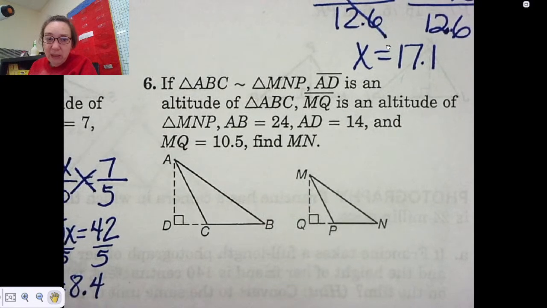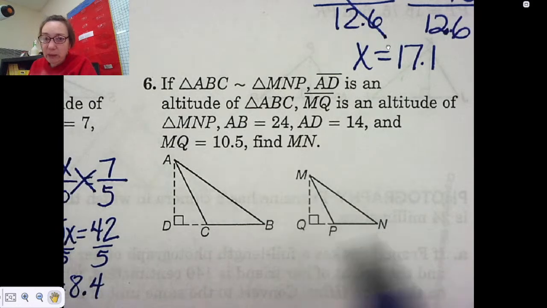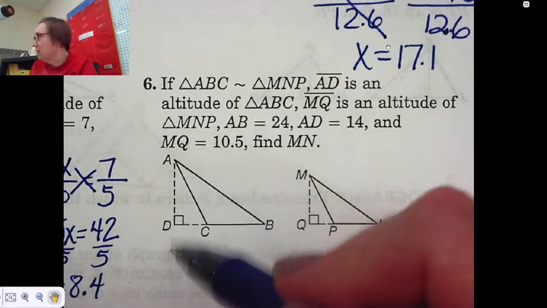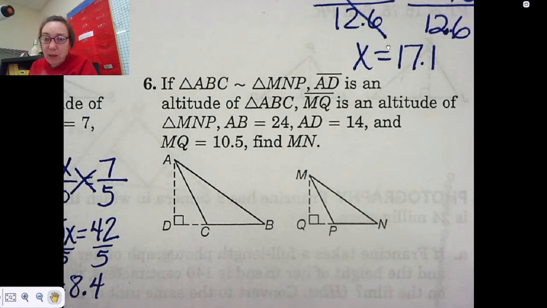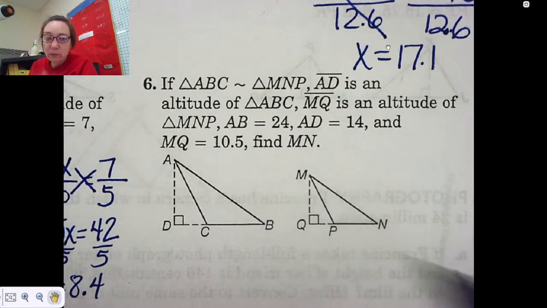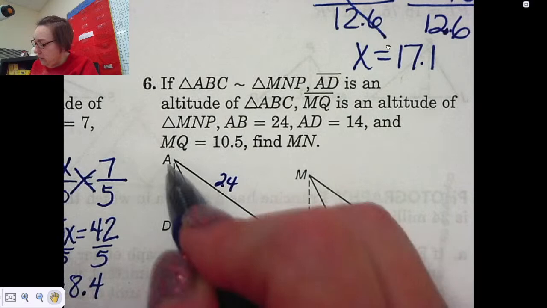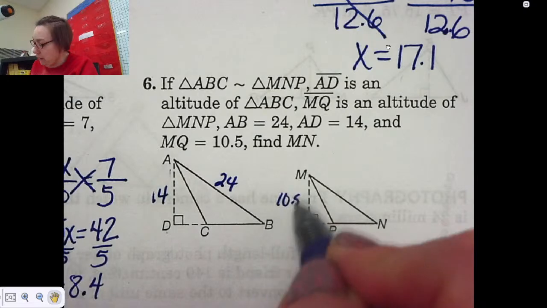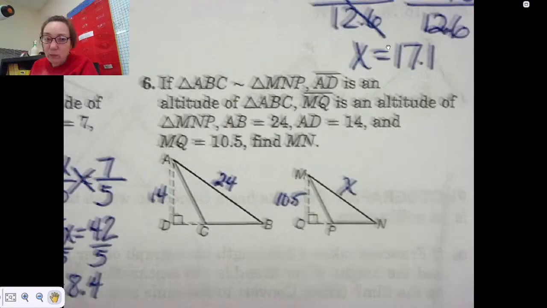Okay, look at 6. Triangle ABC is similar to triangle MNP, right? AD is an altitude. Notice this altitude is outside the triangle. For them to go straight down, they had to be outside the triangle, right? MQ is an altitude of MNP. So MQ is an altitude of the other one. AB is 24. So we're going to label it. AD, this altitude is 14. MQ is 10.5. MN, we don't know. All right. How do y'all want to set this one up?